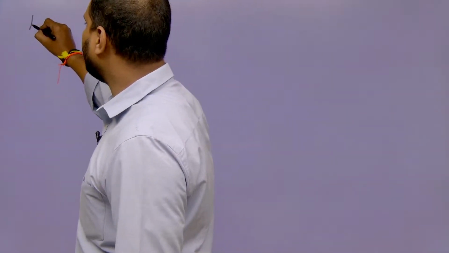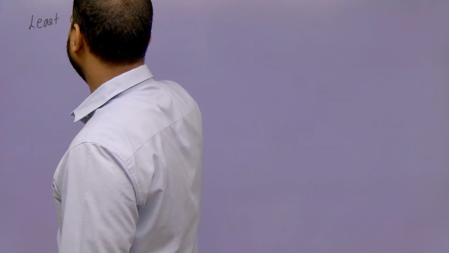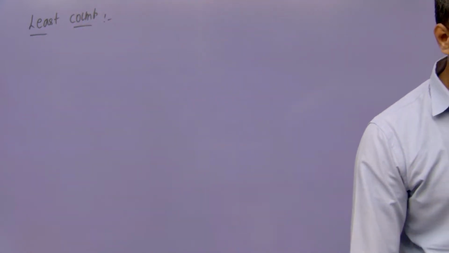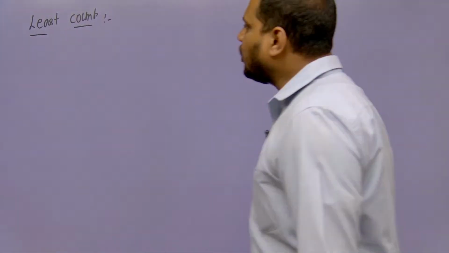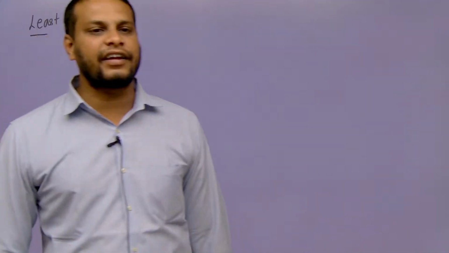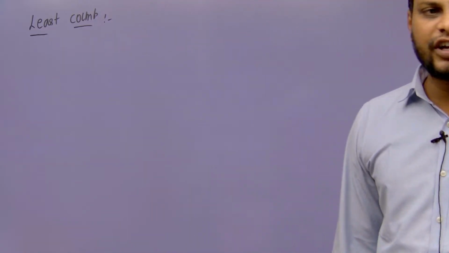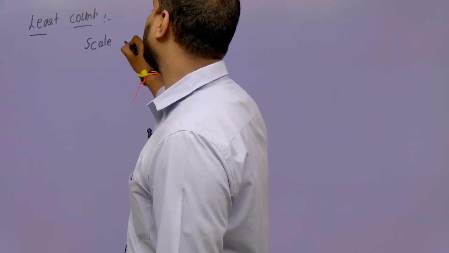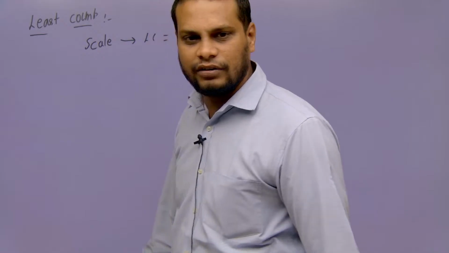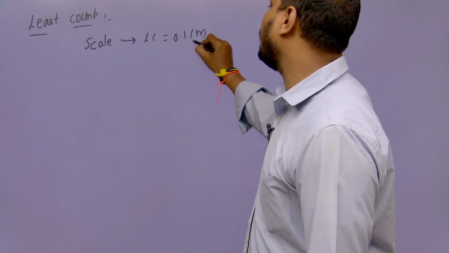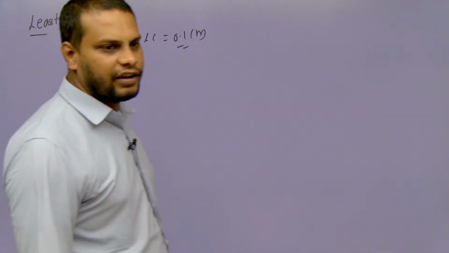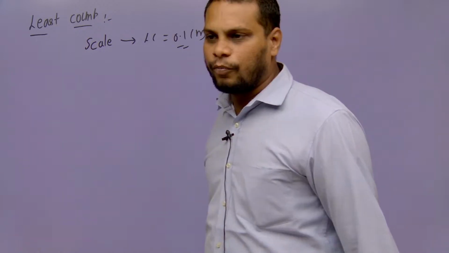The next one is least count errors. The least count of any device can also be taken as an error. Are you clear? Suppose you take an ordinary scale. In an ordinary scale, what is the least count? Tell me. 0.1 centimeter. This can be taken as an error. The least count of a device can be taken as an error. So that can be taken as 0.1 centimeter.